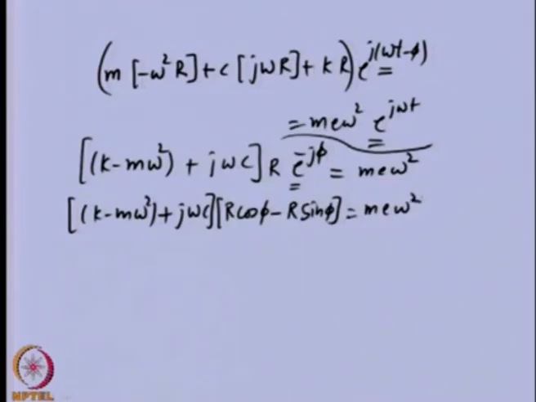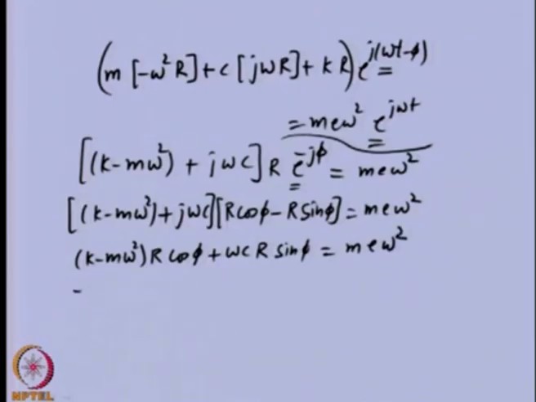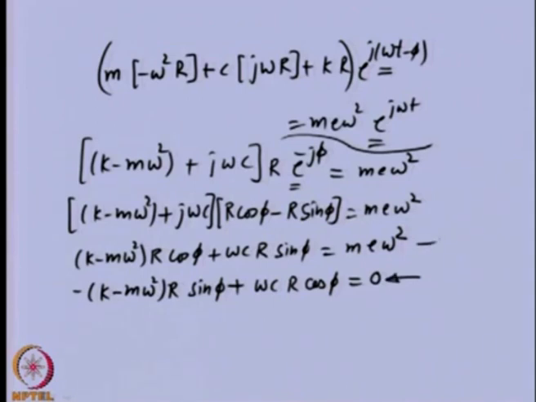Now if we equate the real part and imaginary part, we will get expressions. I am equating the real part at present, c is there. Right-hand side we have m e omega square. Then I equate the imaginary part on both sides of the equation, and on the right-hand side there is no imaginary part, so it will be 0. You can see the second equation. This is the first, this is the second equation.